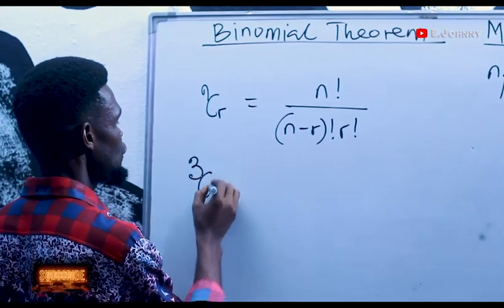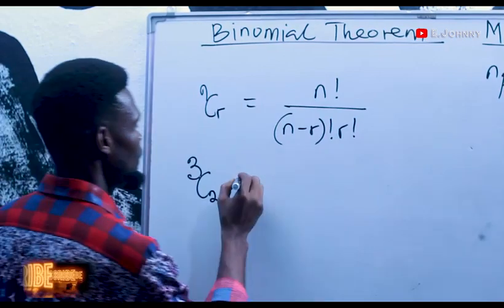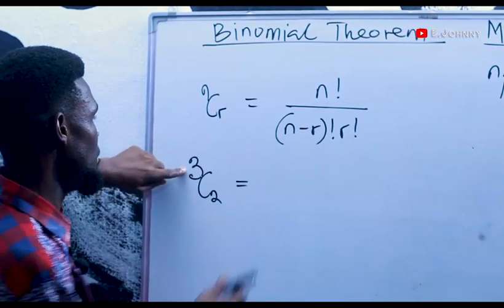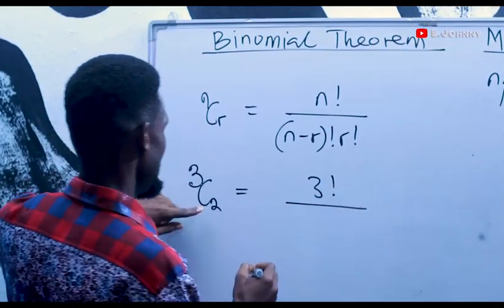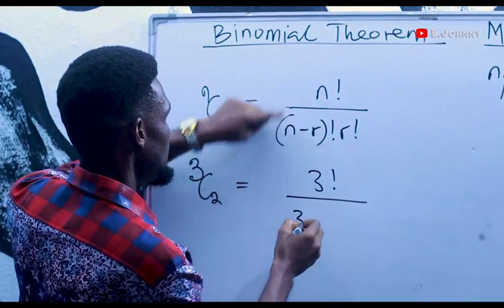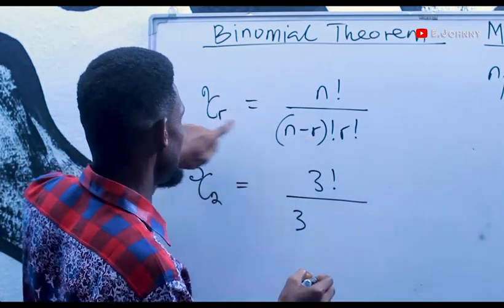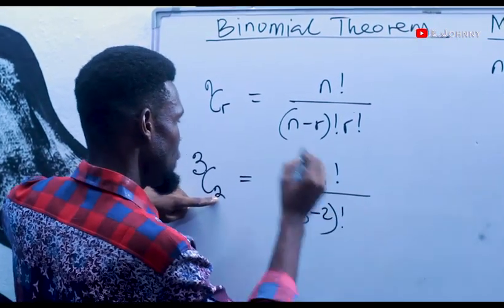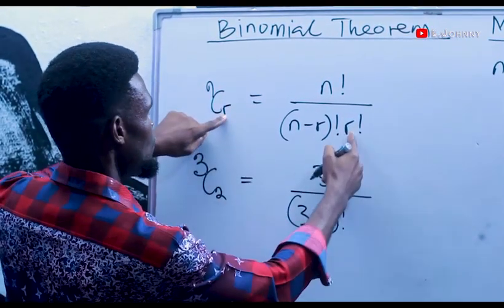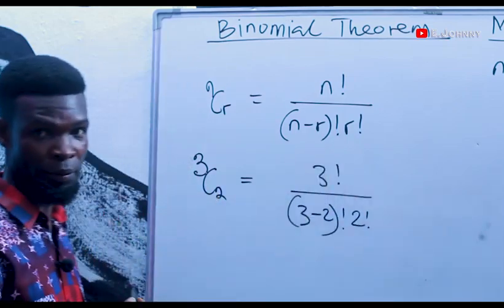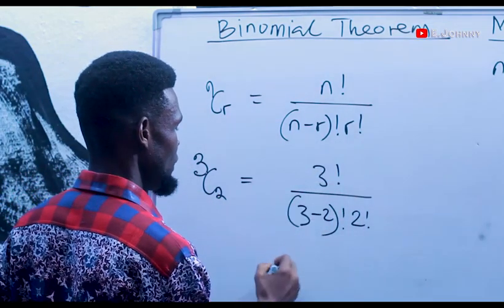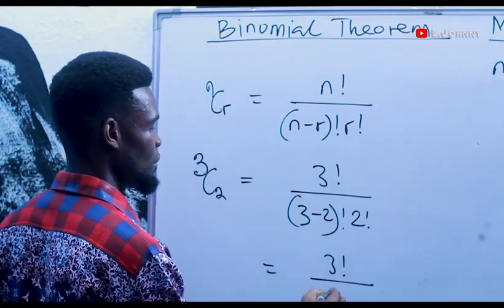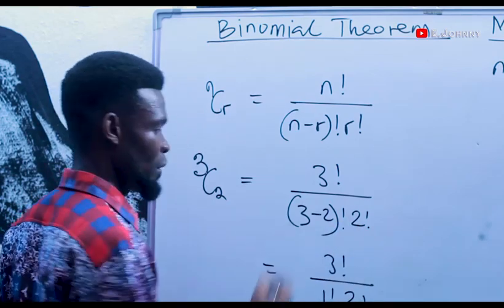3 combination 2, for instance, this is equals to, have you seen n factorial? That will be 3 factorial over 3. That is n factorial over n minus R. That will be 3 minus 2 factorial. Then R factorial, which is 2 factorial. So if you evaluate this, you have 3 factorial over 3 minus 2 is 1 factorial, then 2 factorial.